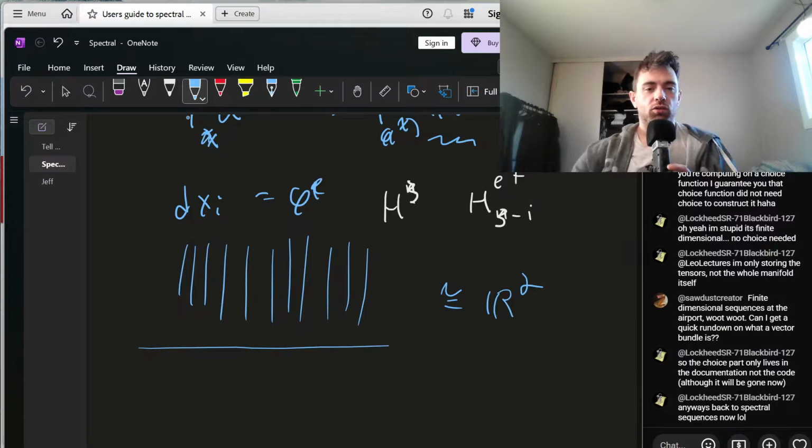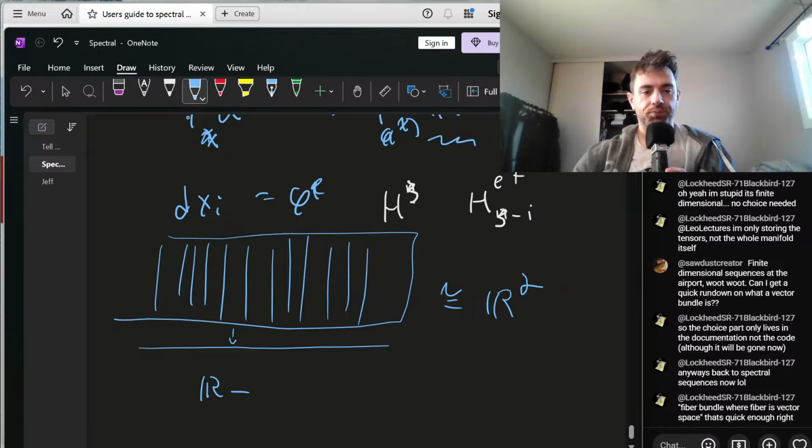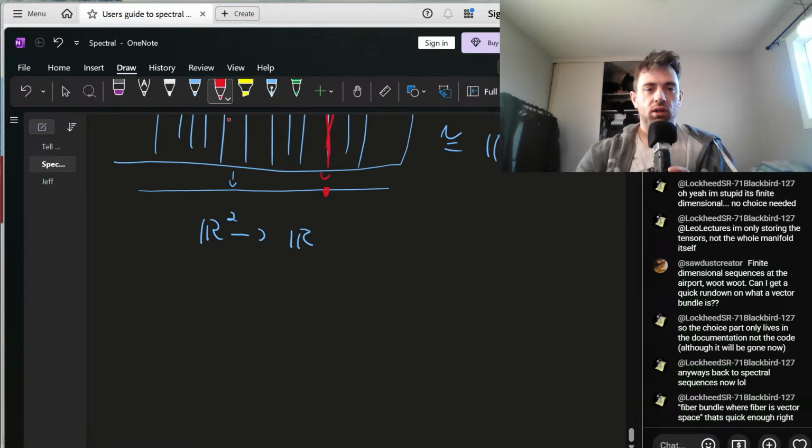But you would sort of view this as being like a copy of R2 sitting above the real line. It's a vector bundle. There's more to it than this, but it's a vector bundle because if you look at the pre-image of any point, you have a vector space, namely a copy of the real numbers.